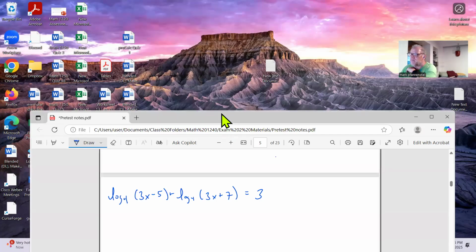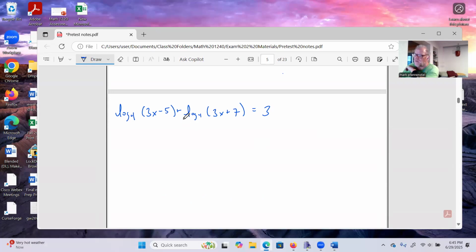We are looking at our second pretest, and problem number 4 has a logarithmic equation. We've got log base 4 of 3x minus 5 plus log base 4 of 3x plus 7 is equal to 3. So what we're going to do is take an anti-log here, but I can't take an anti-log of piece, piece, and piece. We don't want to do that. I'd like to take an anti-log of this side and an anti-log of that side and be done with it.